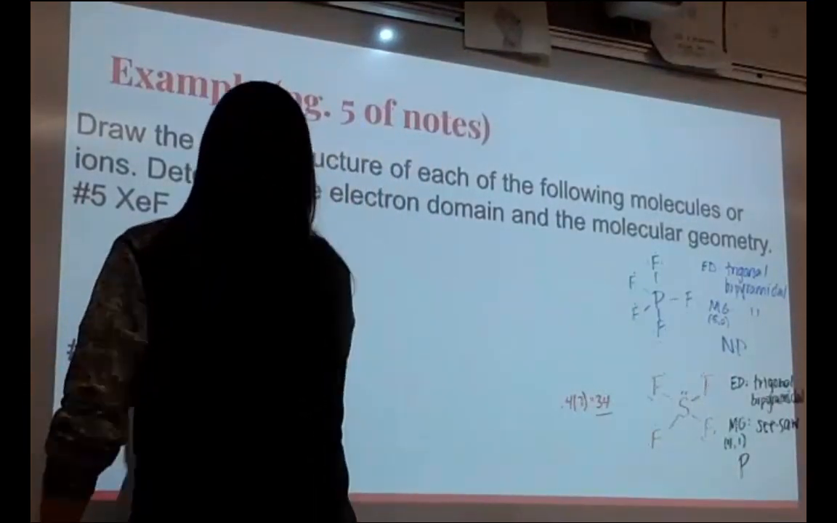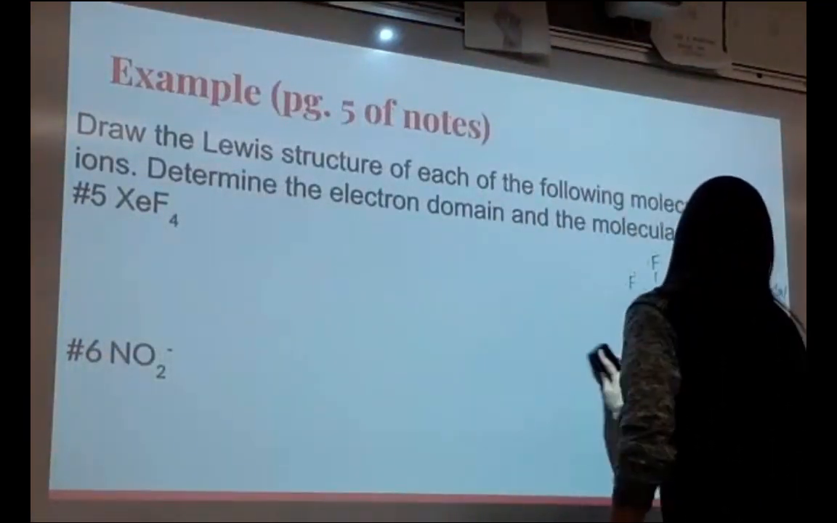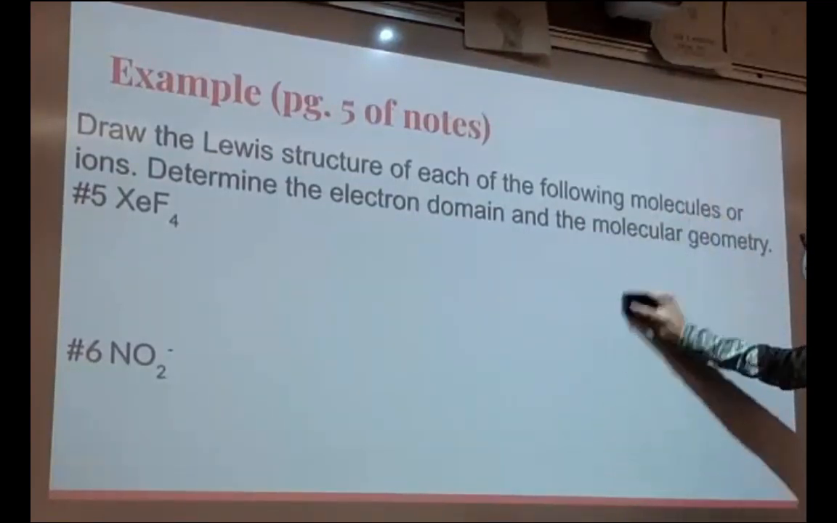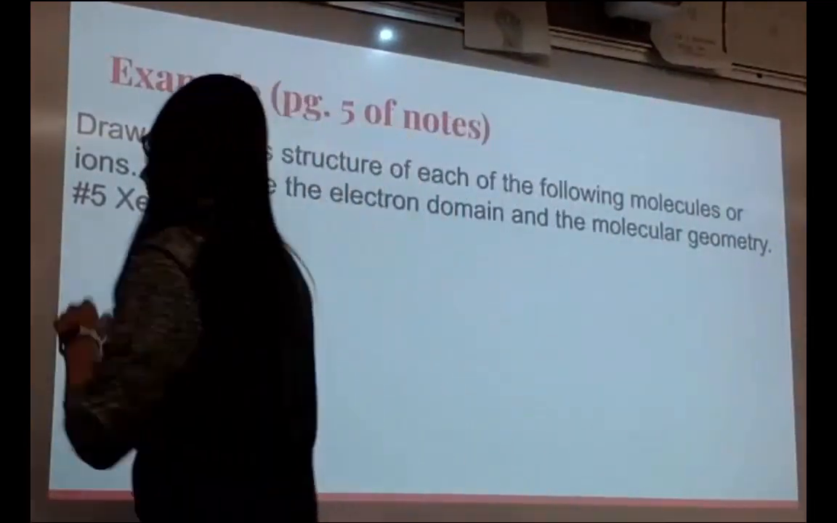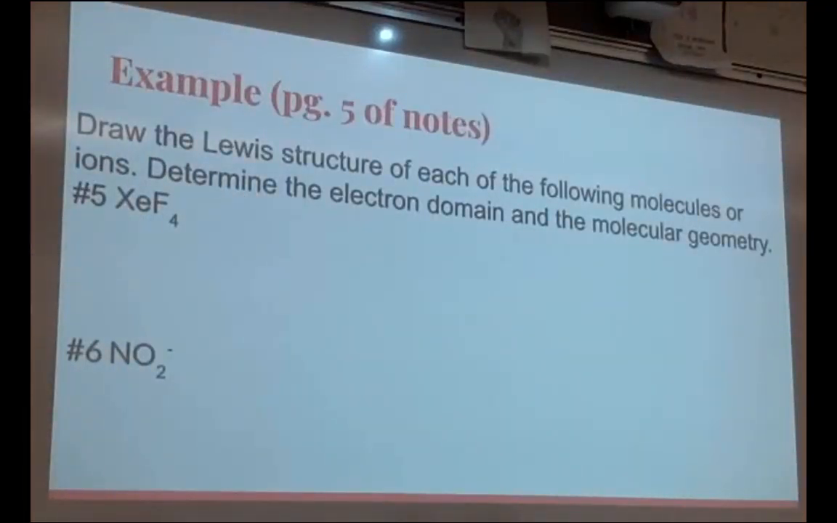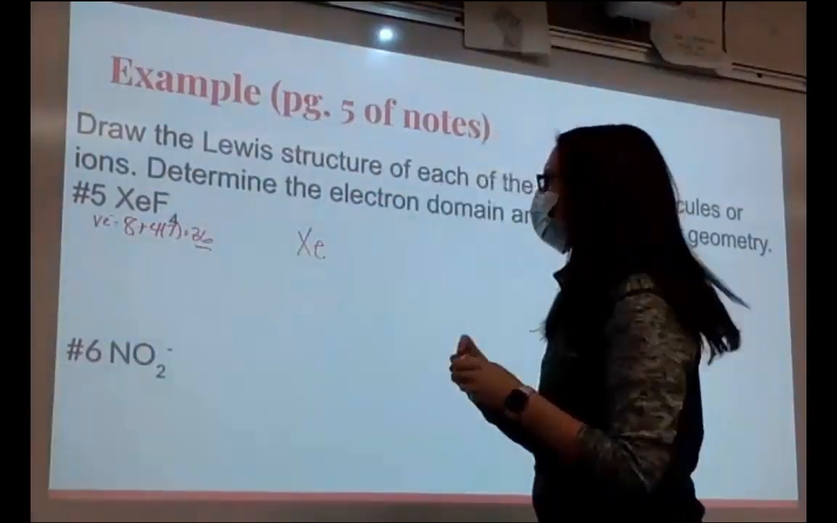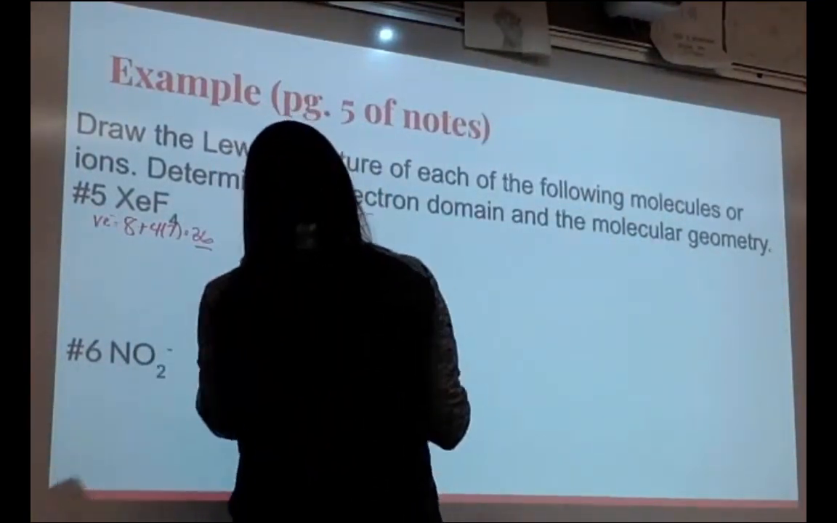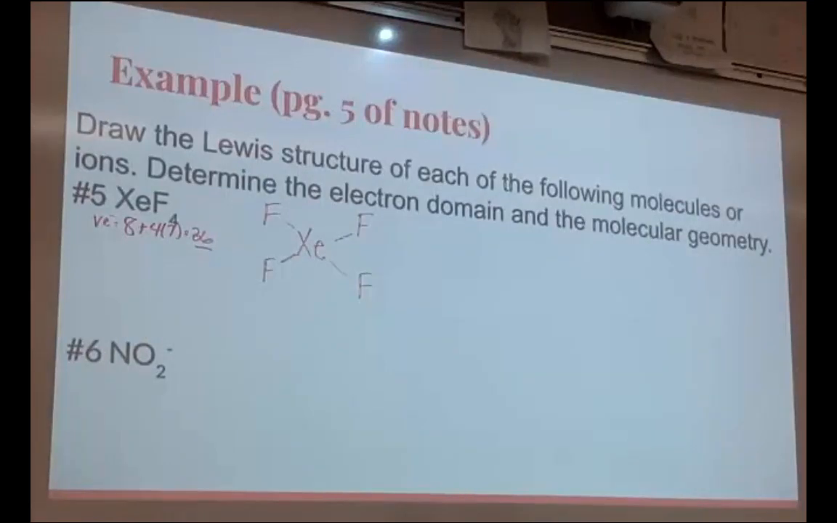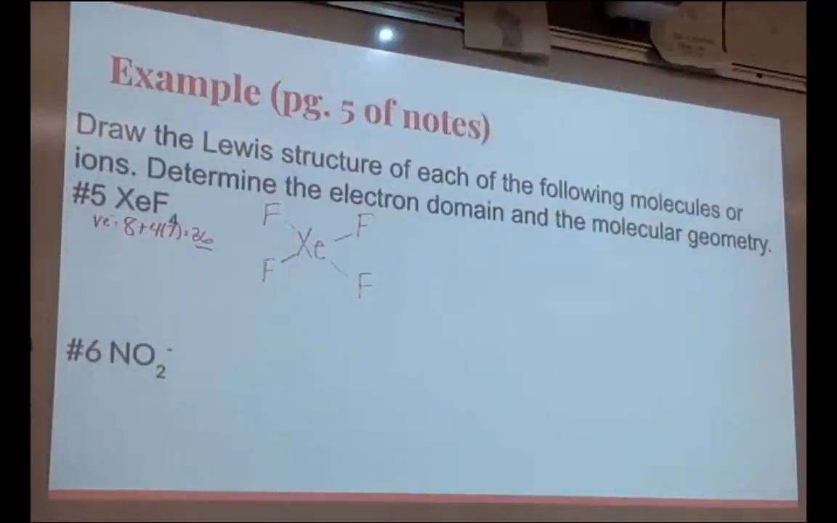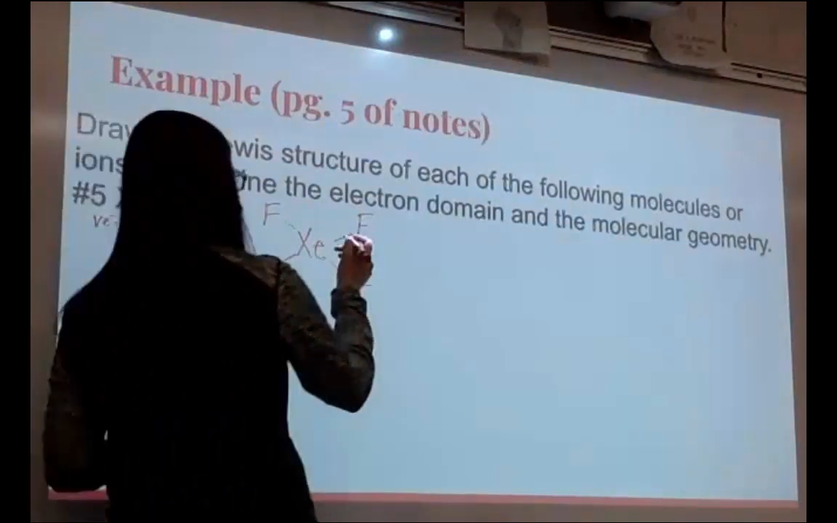So if we take a look at 5 and 6. So go ahead and try to draw the Lewis structures. So just the Lewis structures for 5 and 6. So XeF4 and NO2 minus. So just draw the Lewis structures. And I know that it's weird because we have a noble gas as a central atom, but when we get into some of these bigger valences, these expanded valences, we will see noble gases as central atoms, even though that is weird.